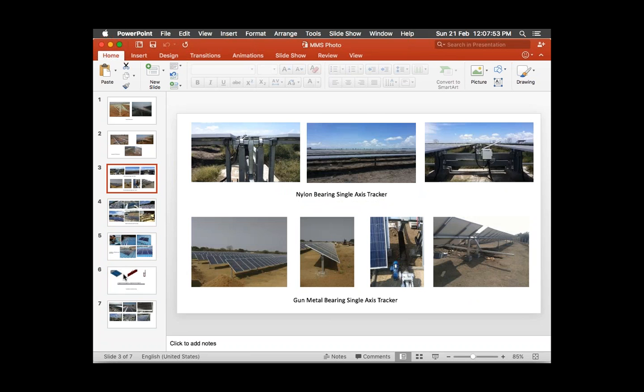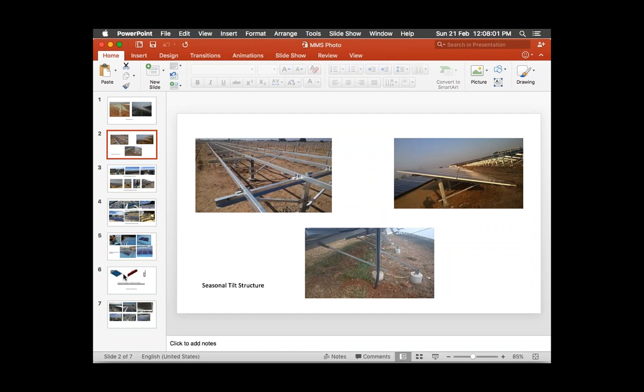Okay, good. So these are some photographs of gunmetal bearing single axis trackers and nylon bearing single axis trackers. This is the photograph, I think, of what you were talking about, the seasonal tilt with centrally offset. The right one which you're seeing is a centrally offset column post. Even the one below is a centrally offset column. The top left one is the centrally supported one, where you can see that the rigidity and the alignment throughout the structure is very good and remains intact even after module mounting. So we recommend going with the top left kind.